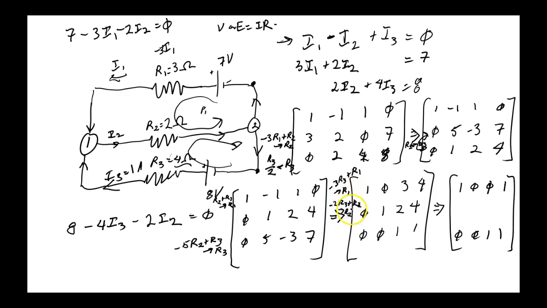I don't know why my pen gets really slow. And what will that new row 2 be? 0, 1, 0, 2. All right. So here we have I1 is equal to 1 amp from the first row, you have I2 is equal to 2 amps from the second row, and I already wrote in I3 with 1 amp.